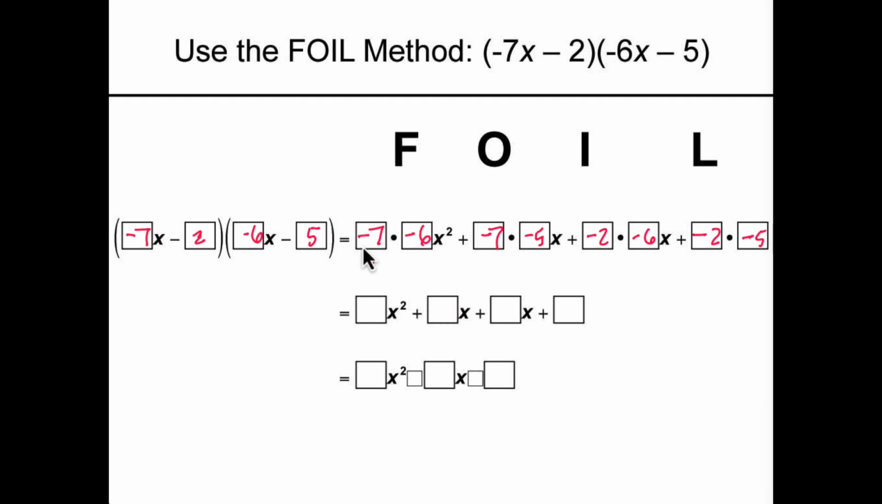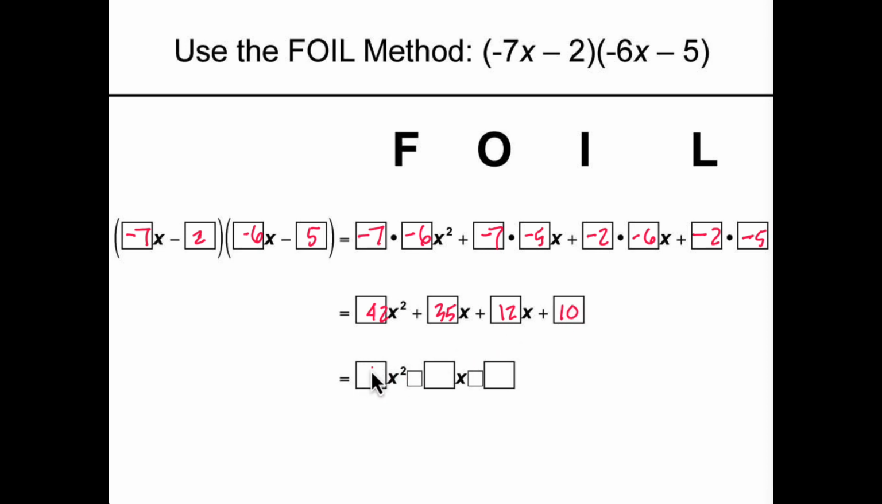Simplifying, we get negative 7 times negative 6, or positive 42x squared. This becomes negative 7 times negative 5 is a positive 35x. And then this becomes negative 2 times negative 6 is a positive 12x. And then this, negative 2 times negative 5, is a positive 10.